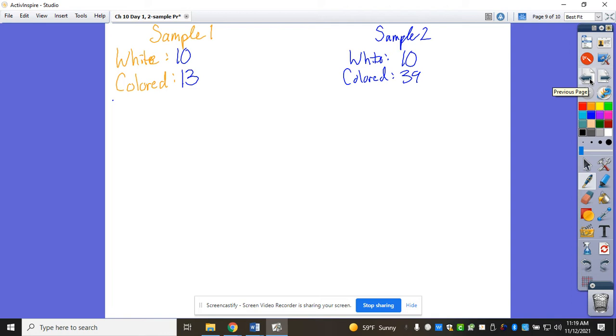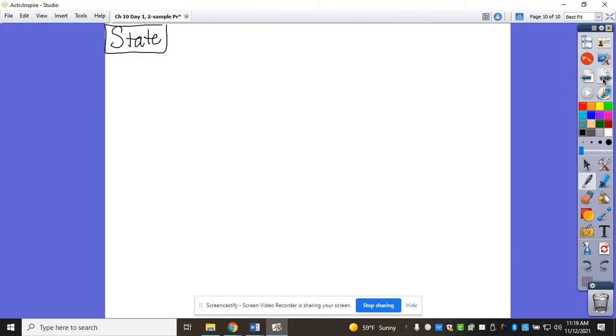colors and pulled dice out of cups. Sample 1 is cup number 1. 10 of them were white, 13 of them were colored. Sample 2, 10 of them were white, 39 of them were colored. And we are going to compare the difference in proportions between the two, and we had already pre-decided that we were going to do sample 1 minus sample 2.